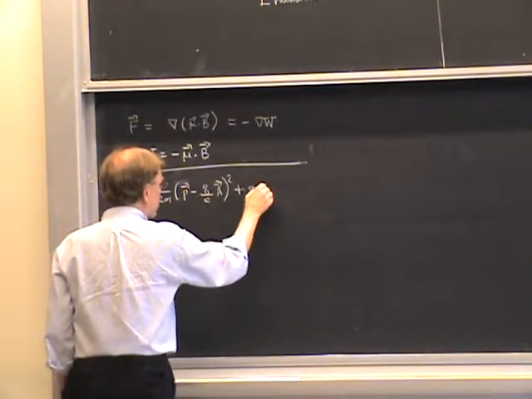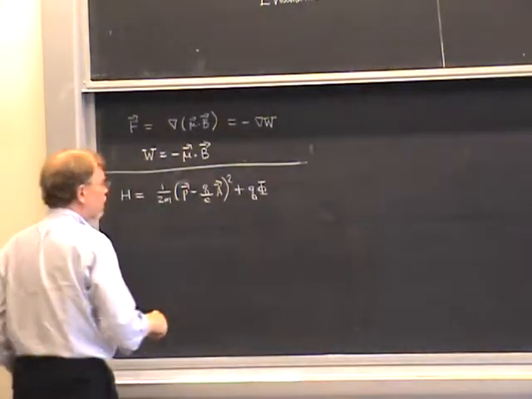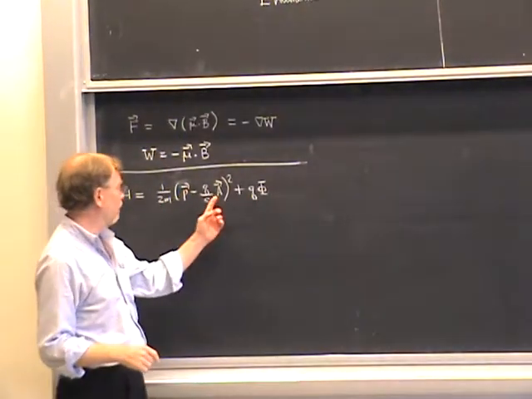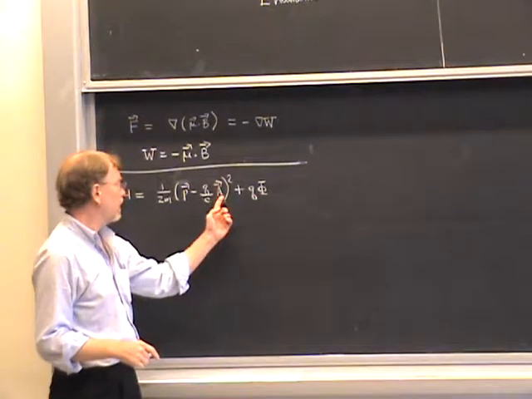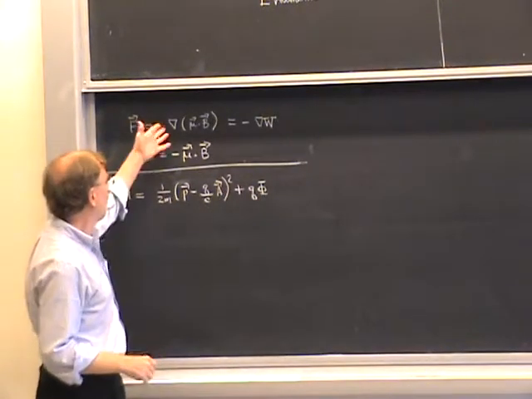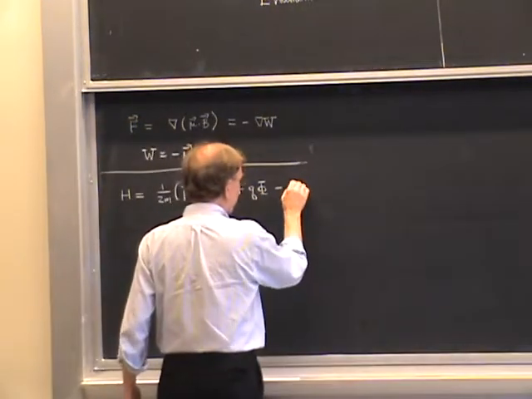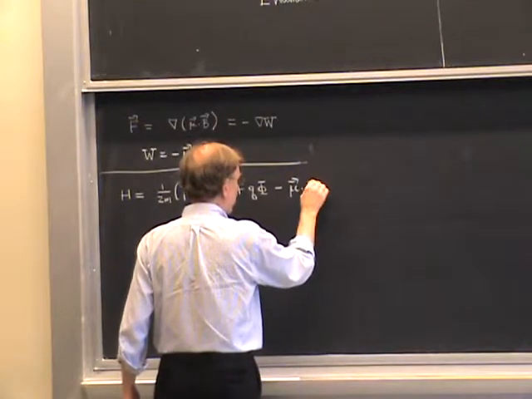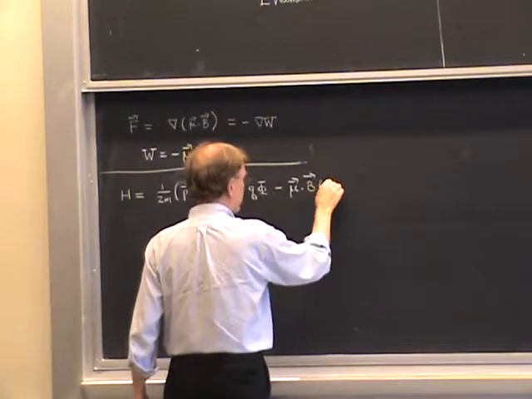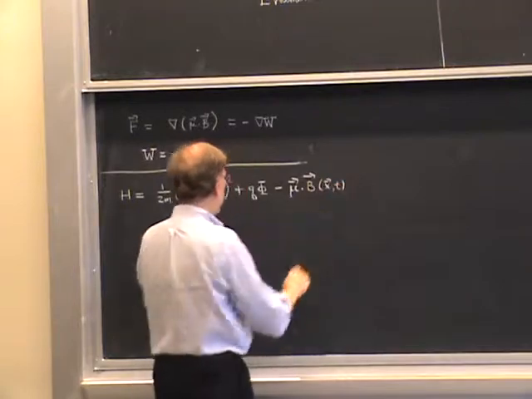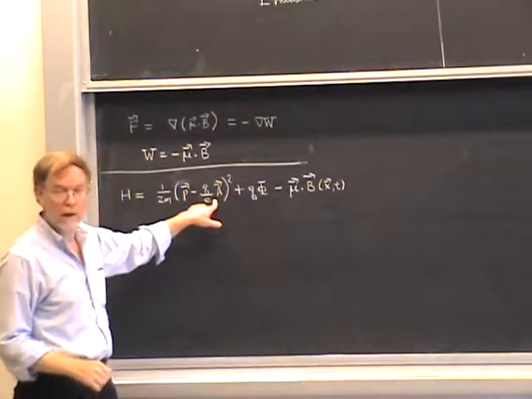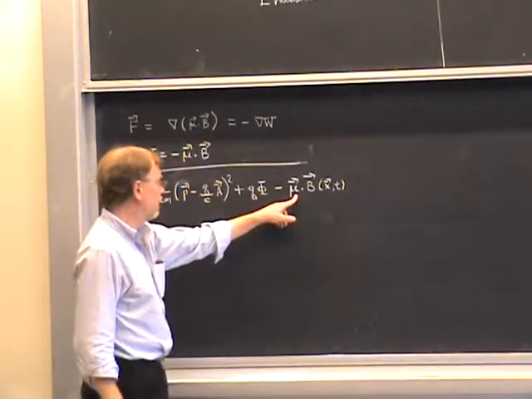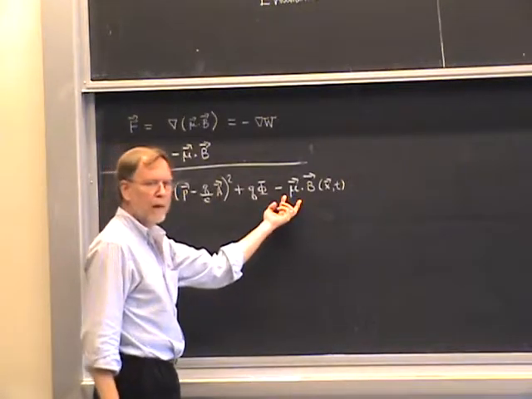Squared plus Q phi. This is a charged particle in an external electromagnetic field described by potentials A and phi. But if we want to include the spin as well, we need to put it with a minus sign, mu dotted into B. The B, of course, is in general a function of position and time, as are the potentials, the A and the phi, and the mu itself is proportional to the spin operator.